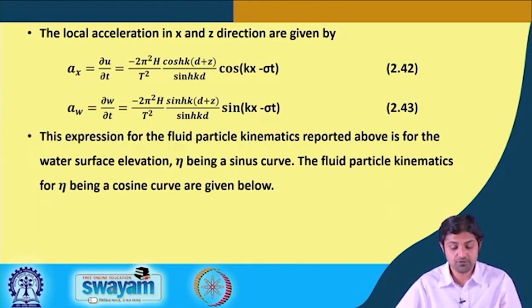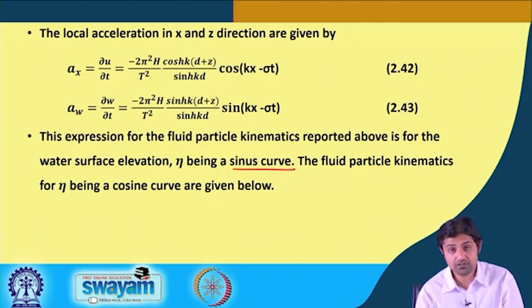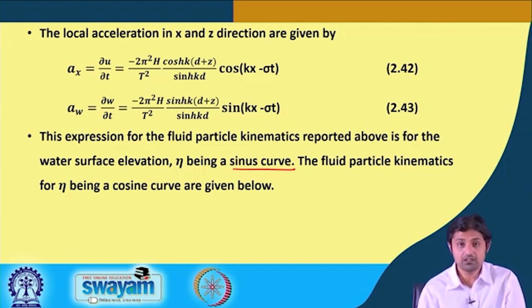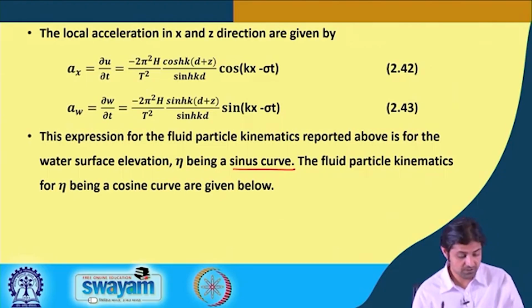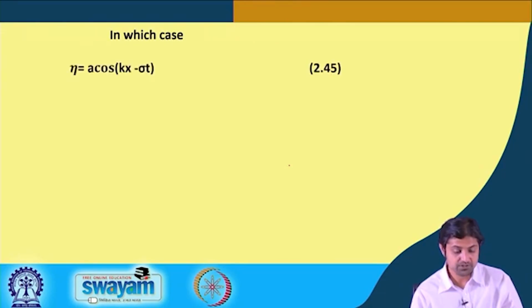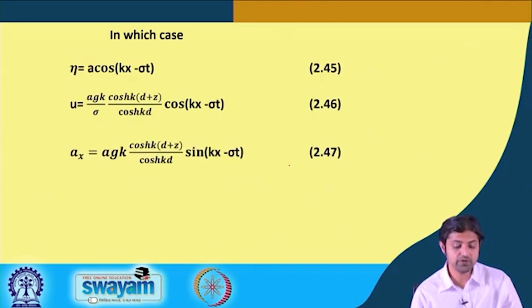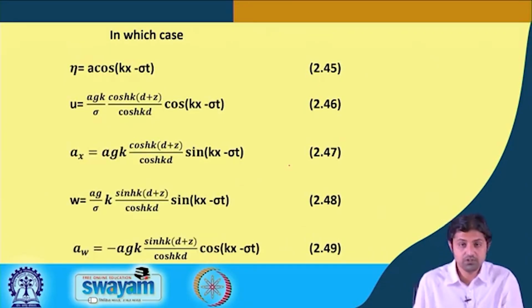So, this expression for fluid particle kinematics reported above is for water surface elevation being a sine curve. So, we have started with a velocity potential where our time variation was sin kx minus sigma t. So, similarly, if we assume a cosine curve, the phi can be derived as sin kx minus sigma t, correct. So, in this case eta will be a cos kx minus sigma t, the u's will change, u and ax and w and aw.